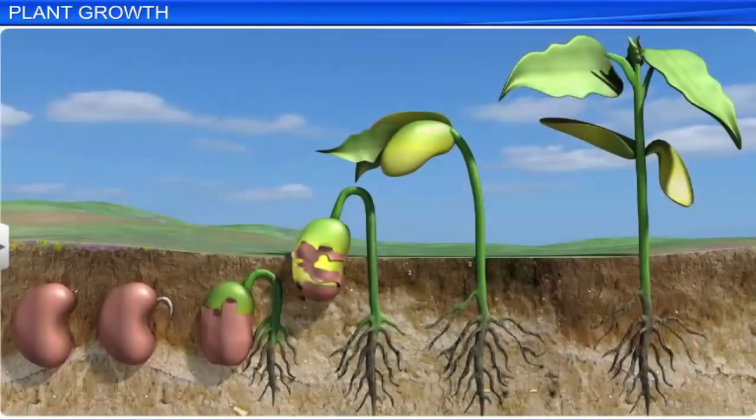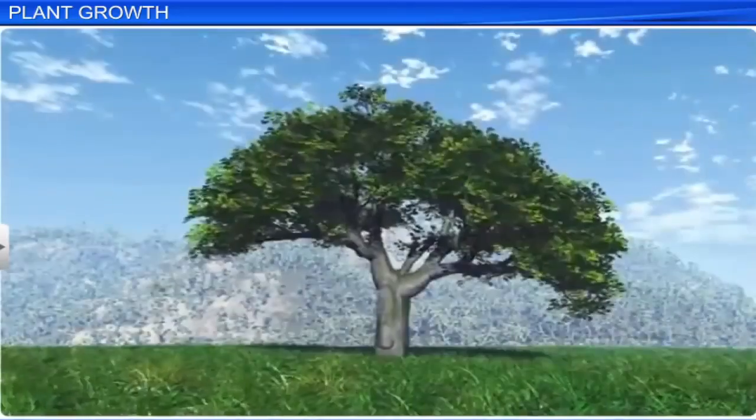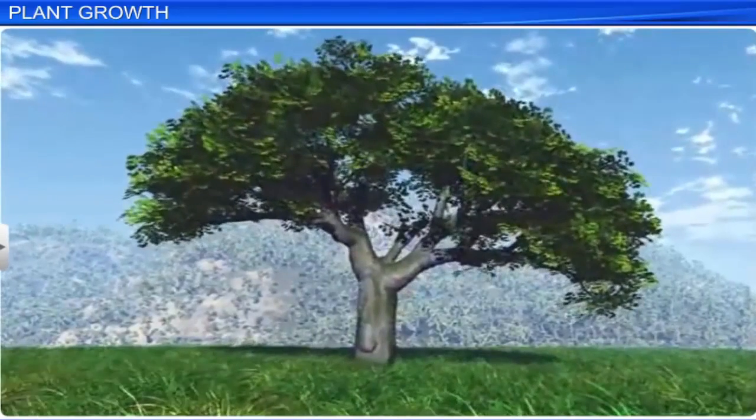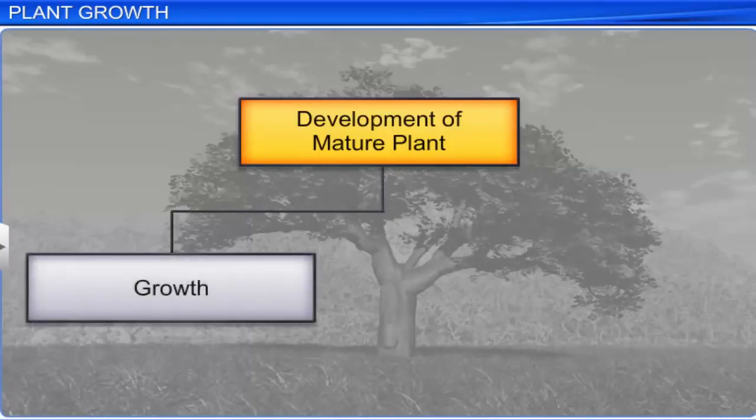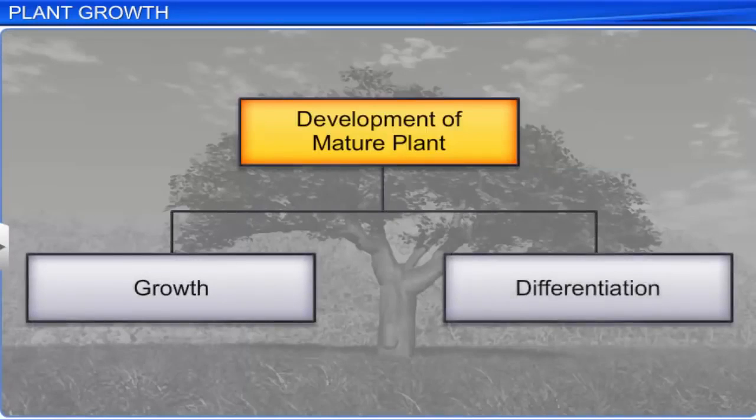During the vegetative stage, the organs of the plant grow in size and number and result in a mature plant with complex body organization. This development of a mature plant involves two processes, growth and differentiation.